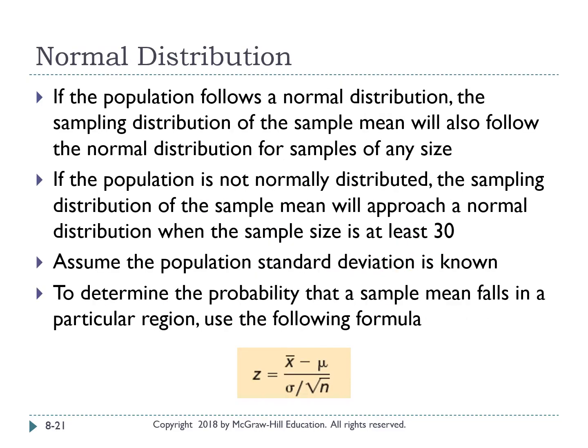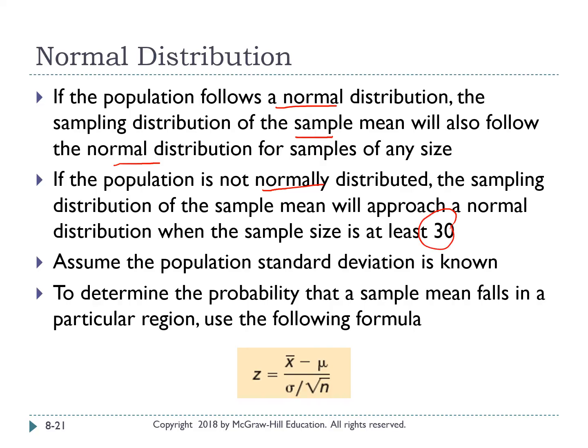So the conclusion for normal distribution is that if your population follows a normal distribution, our sample should also be normal, right? If the population is not normal, the sampling distribution of our sample mean will approach a normal shape or normal distribution when our sample size is at least 30 observations.